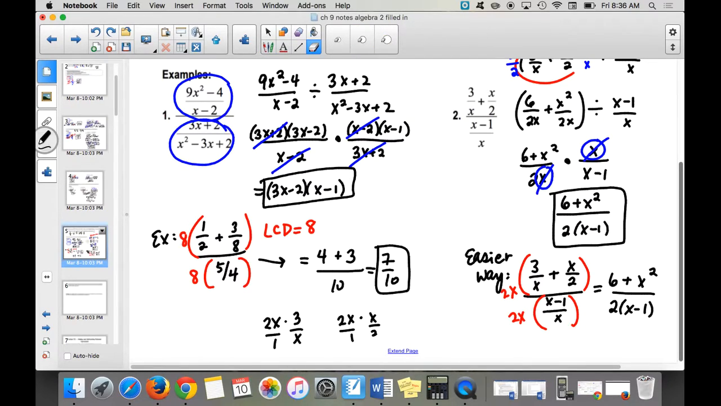So that's a faster way of doing that, and we'll do lots of things like that in this chapter. So we're going to be clearing fractions a lot. So we'll practice that concept.